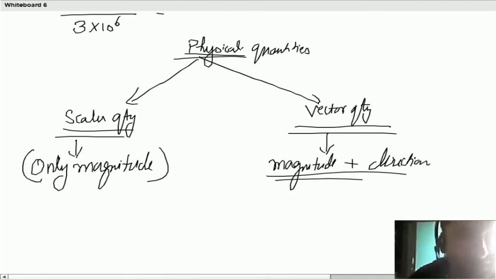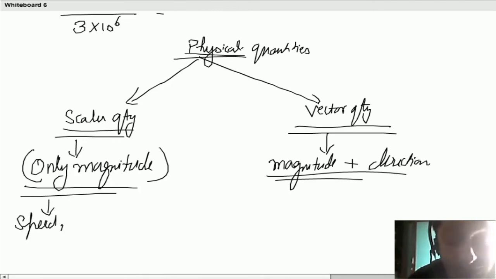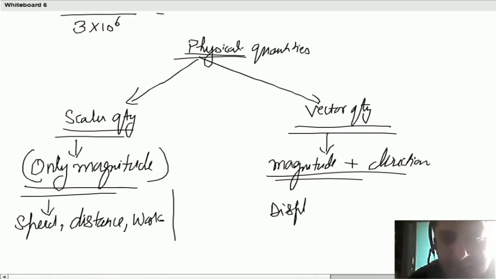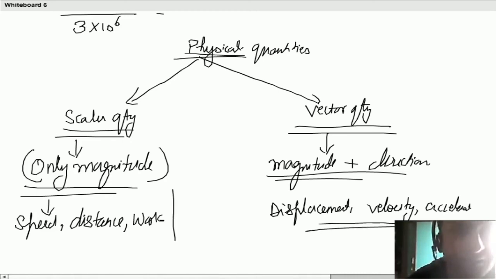So let me give you some examples. There might be some question on this. In scalar quantity, you have the examples of speed, distance, and work done. In vector, you have the examples of displacement, velocity, acceleration, like this. Any doubt in this, Soumya? No. Have you noted it down? Yes. Okay, good.